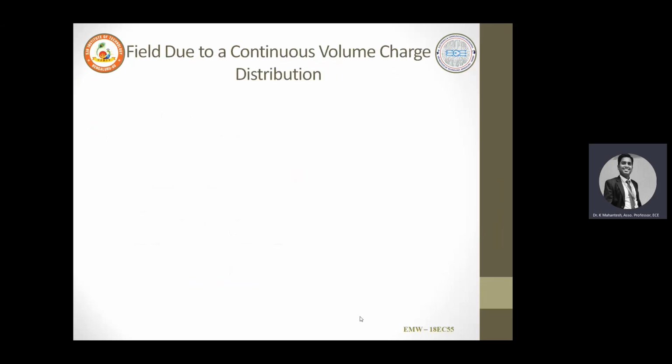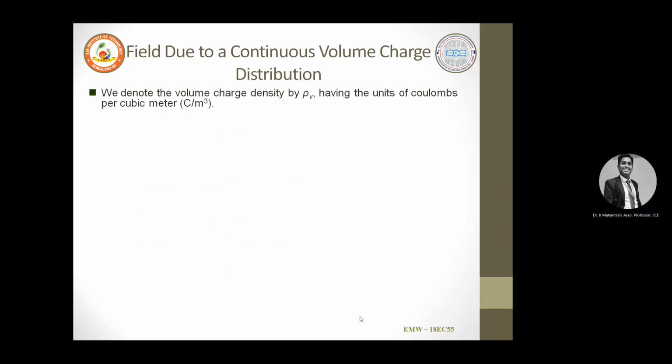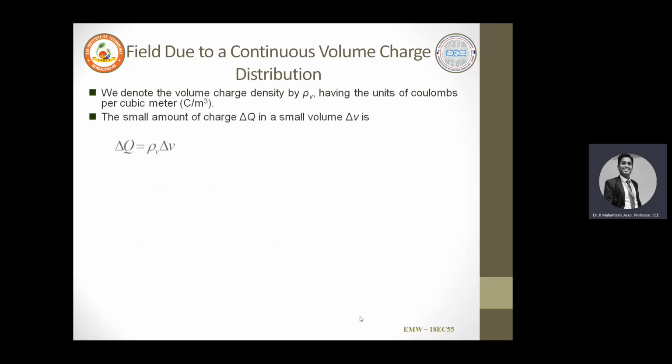Now let us find the field due to a continuous volume charge distribution. If we visualize a region of space filled with a large number of charges separated by minute distances, such as the space between the control grid and the cathode in an electron gun assembly, we denote the volume charge density as rho v, having units of coulombs per cubic meter. The smallest amount of charge delta Q in a small volume delta V can be given as delta Q is equal to rho v delta V, where rho v is constant.